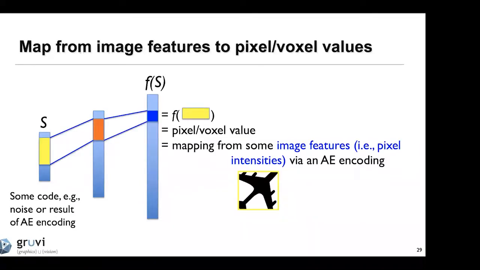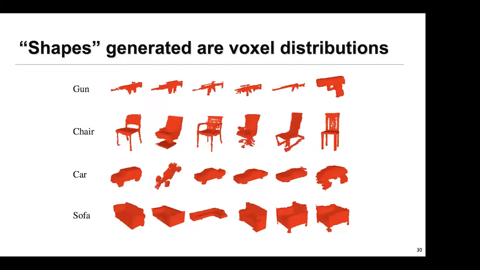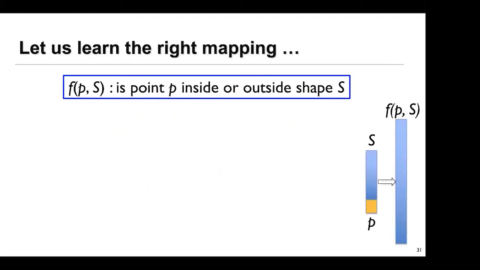Now, if you look at this mapping for a particular outcome in the final image, it's a function of image features in some box from the original image, right? And that code is actually the result from some kind of encoding of an input image. So the shapes generated are these voxel distributions, as you can see from 3D again.